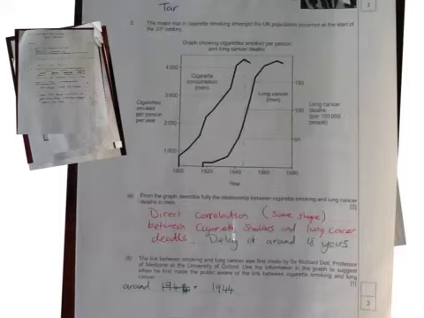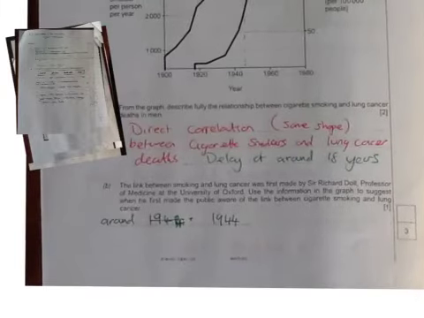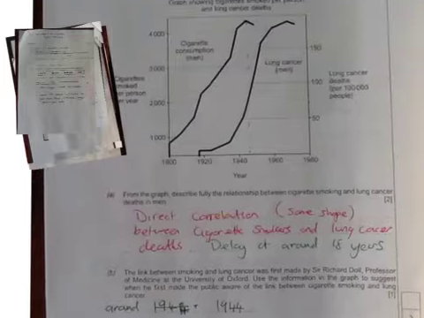So I said there's a direct correlation. There's the same shape between cigarette smokers and lung cancer deaths. And I've said for that second mark, there's a delay of around 18 years. So that 18 years on, if you're a smoker, you're likely to develop lung cancer. And then the link, it says, all right, which year were they made aware of this link?